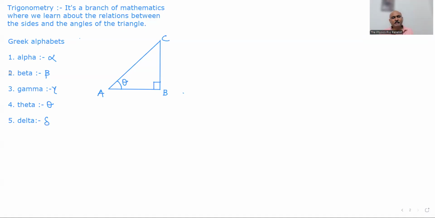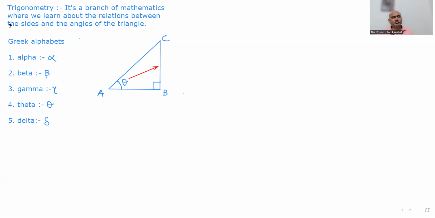Okay. So if this angle is theta, then the side opposite to this angle, which side is it? The side is BC. All of you understood? The side opposite to theta is this side BC. So suppose I write this angle as, say, beta. Which will be the side opposite to beta? Side AB. Side AB will be opposite to beta. Very good. So we are interested in opposite sides as of now.